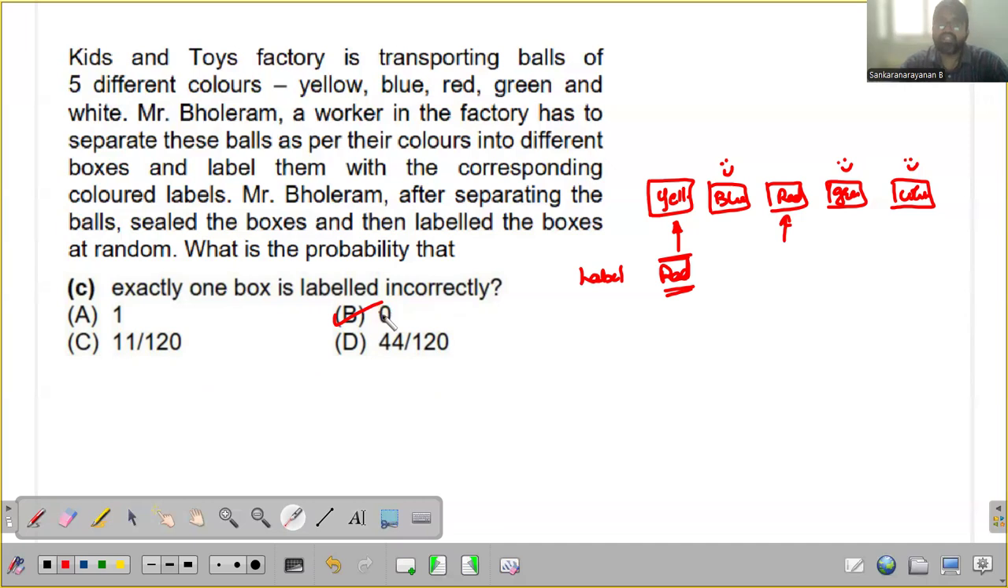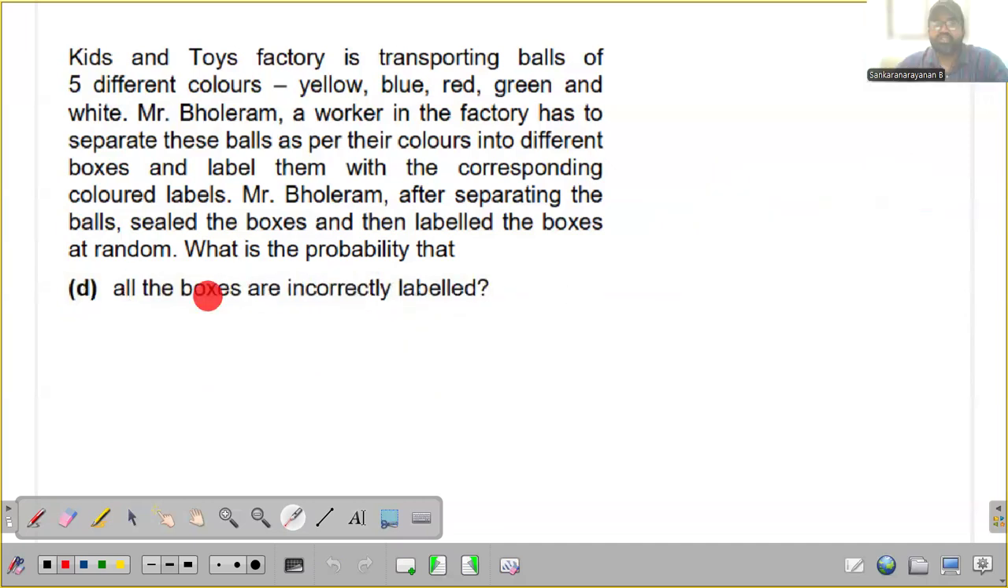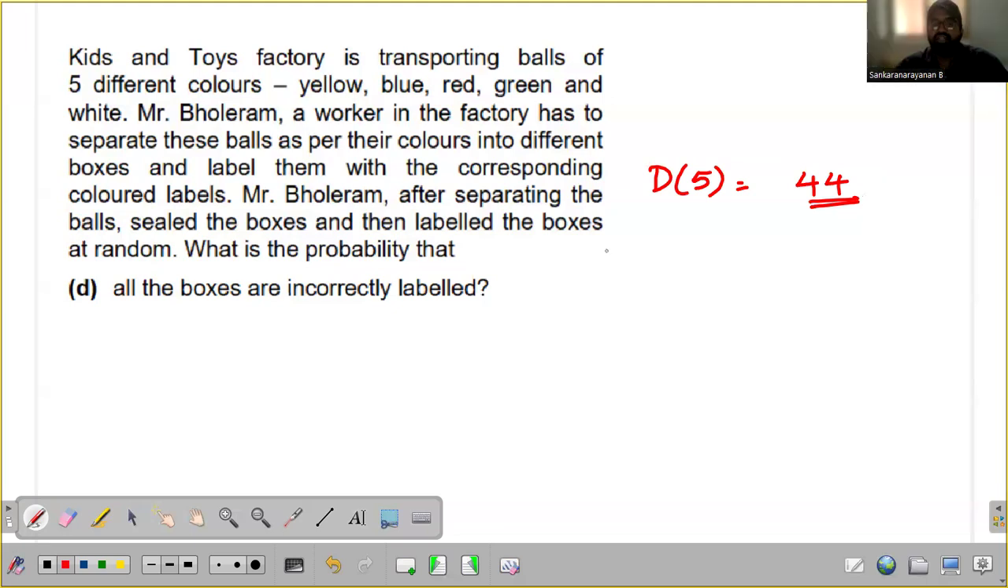Okay. And the last question in this lecture: all the boxes are incorrectly labeled. Yesterday, we discussed the concept of derangements. There are 5 boxes, right? So all 5 labeled incorrectly means you are asked to find the derangement of 5, which is equal to 44. So D5 is nothing but 44. There are 44 ways in which you can consider that all the labels are incorrect.